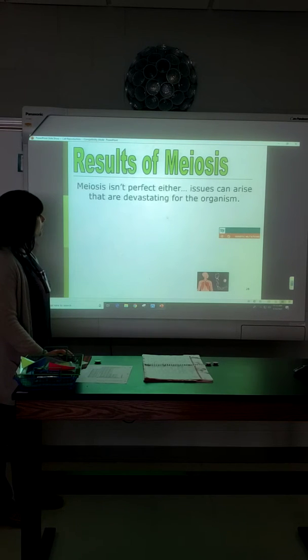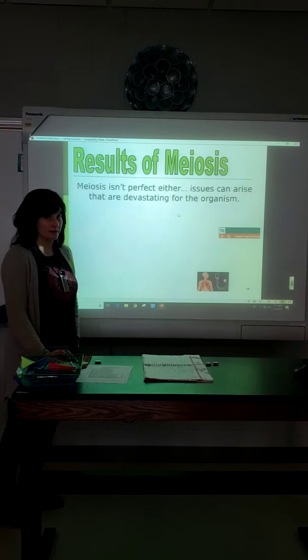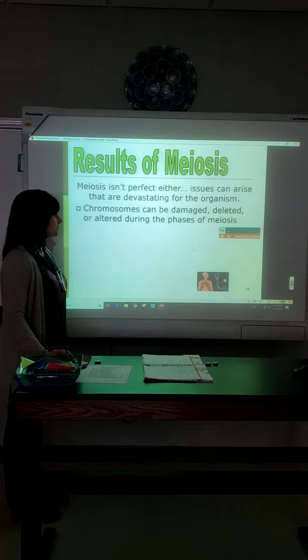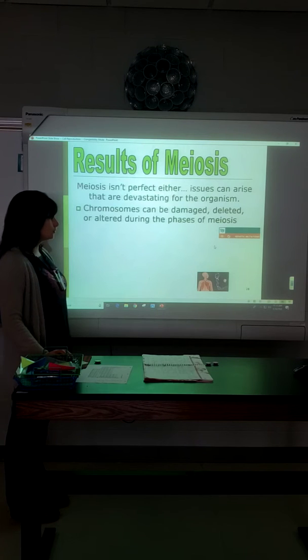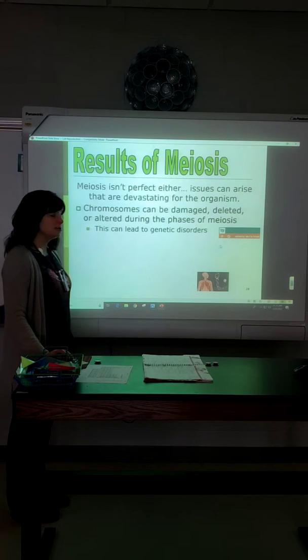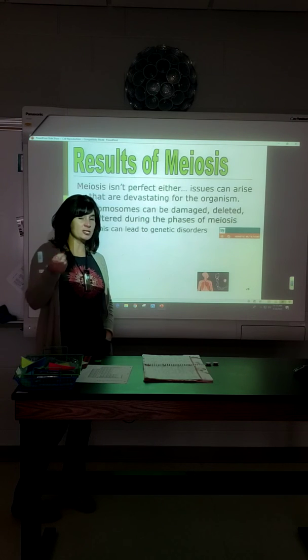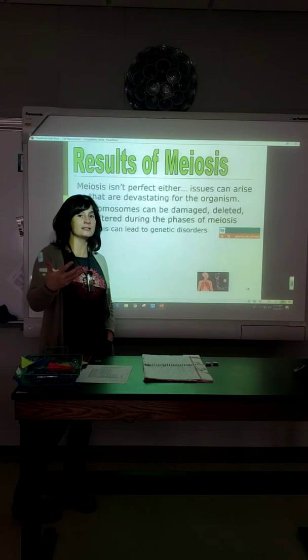Okay, so with meiosis, it also isn't perfect, and there can be some issues that arise as well. Sometimes chromosomes get damaged, deleted, or altered, and this can lead to genetic disorders. These can get passed on from generation to generation because they are linked to the sex cells. So that's why it's hereditary.